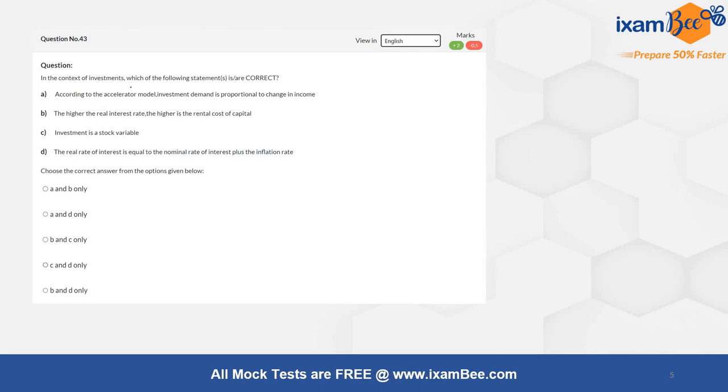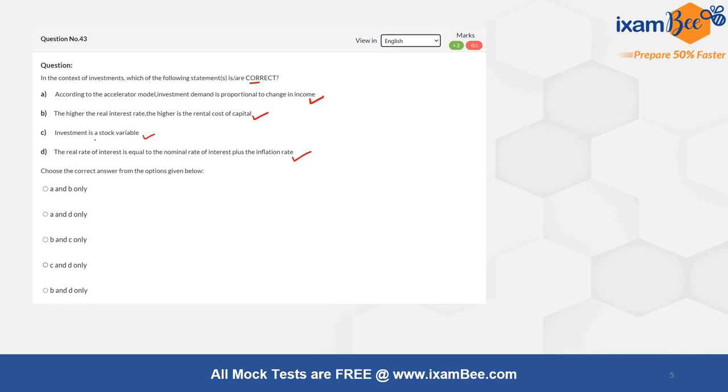In the context of investments, which of the following is or are correct? A, according to the accelerator model, investment demand is proportional to changes in income. B, the higher the real interest rate, the higher is the rental cost of capital. C, investment is a stock variable. And D, the real interest rate is equal to the nominal rate of interest plus the inflation rate.